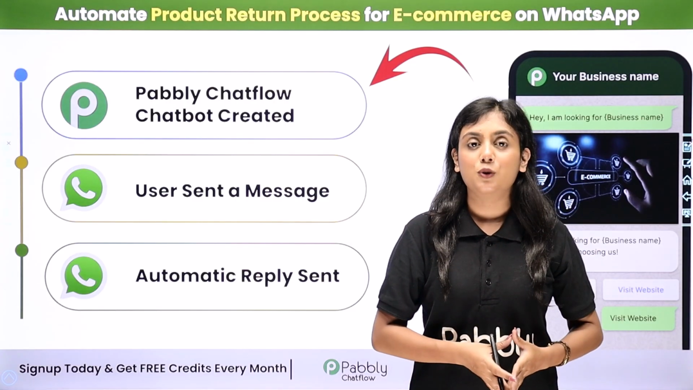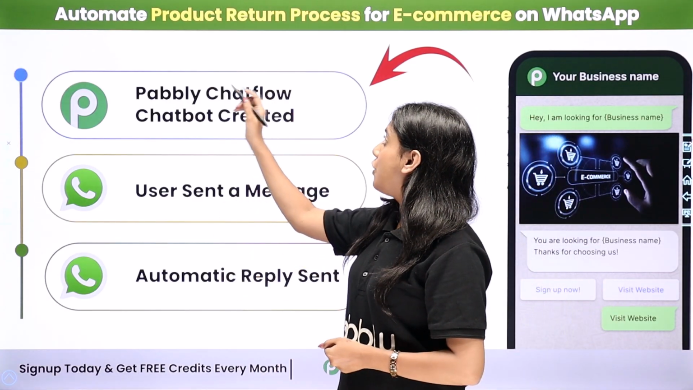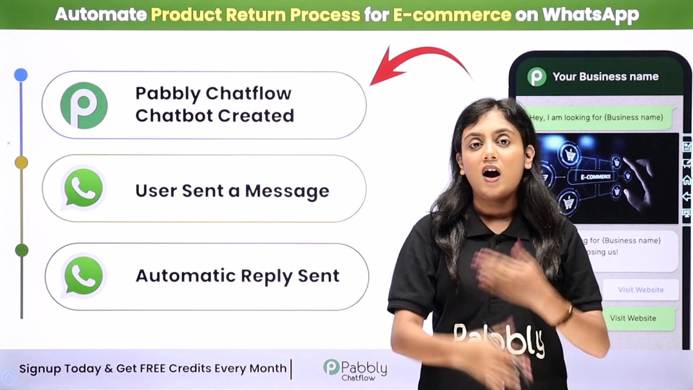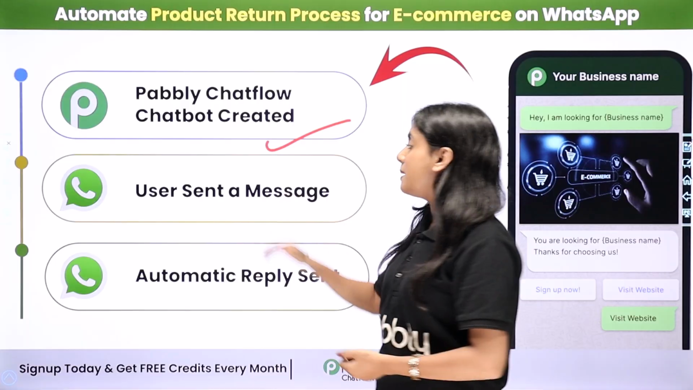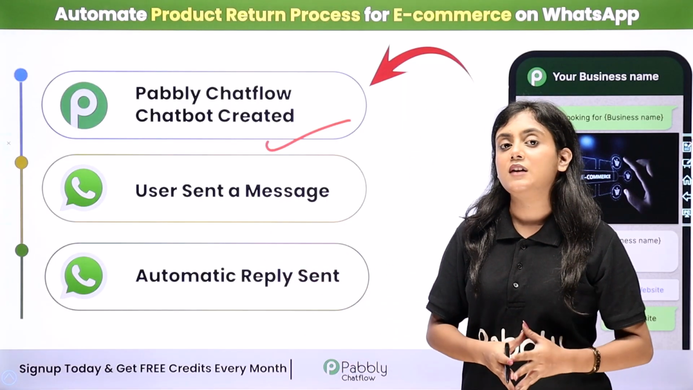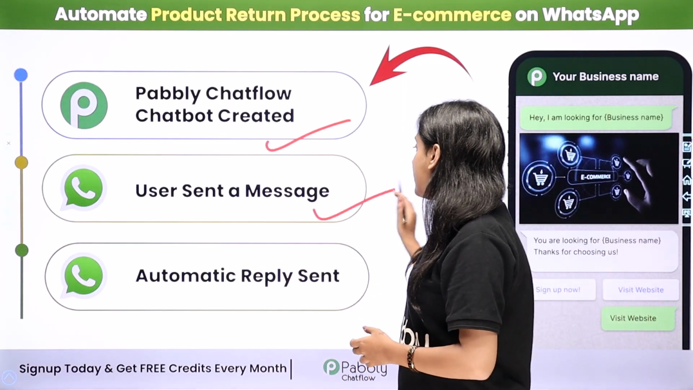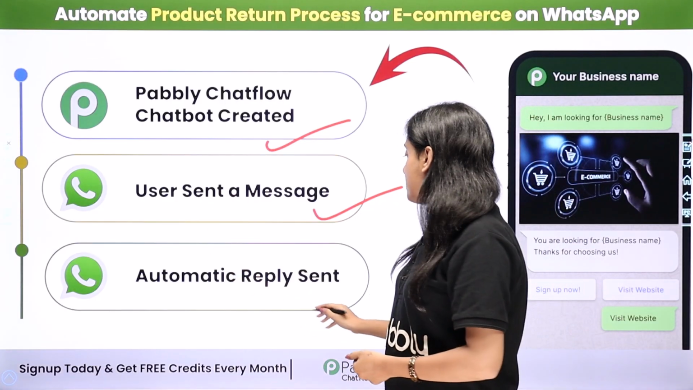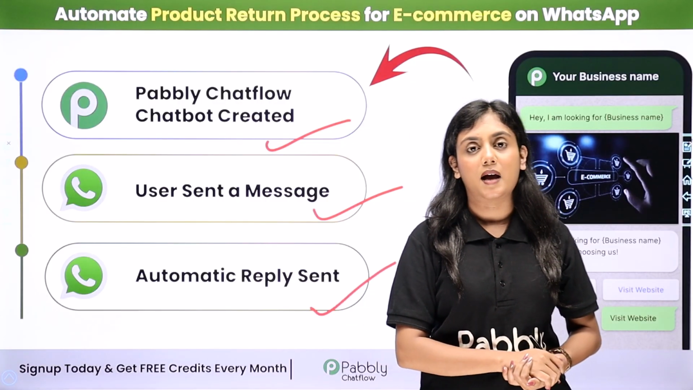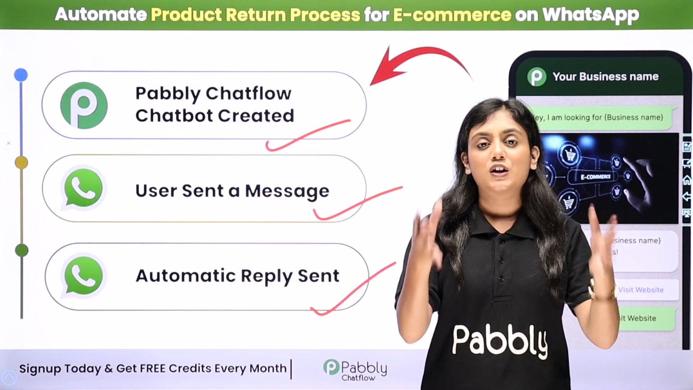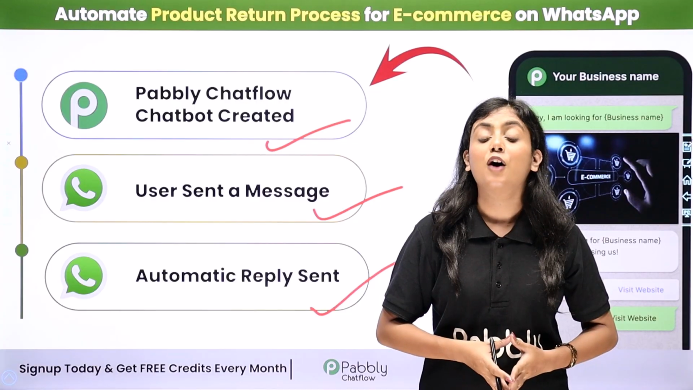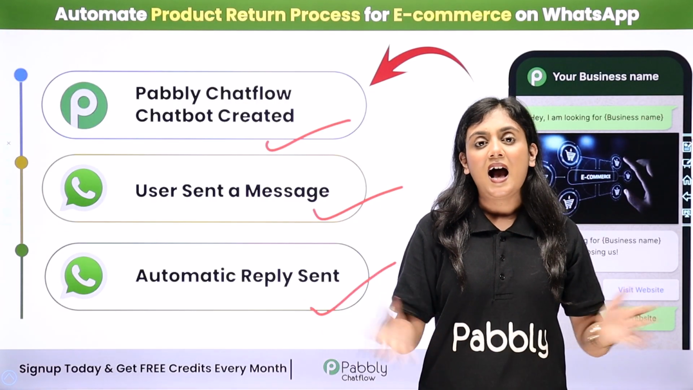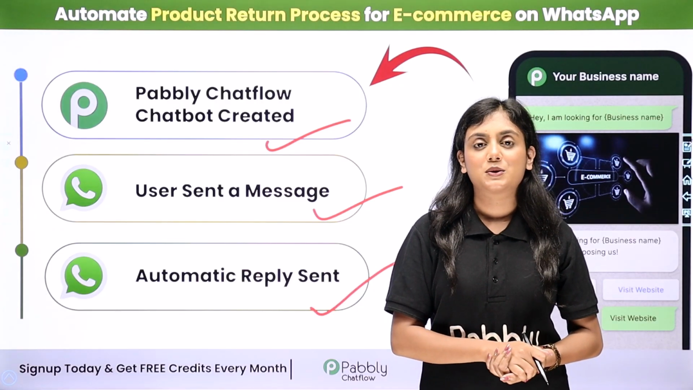In this video, you are going to understand how you can automate the product return process for e-commerce on WhatsApp. Now, as I have created this WhatsApp chatbot, whenever I receive any queries from my customers on WhatsApp related to returns, automatically this bot is going to send a reply to my customers. So if you want to learn the entire process of how you can create this WhatsApp chatbot for your business as well, I am going to take you to my screen.